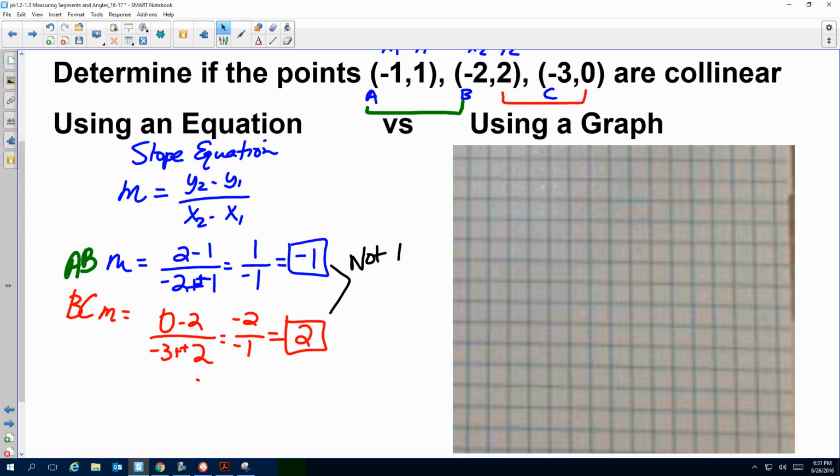Not the same slope, so they're not parallel. So that is explaining how to use the slope equation formula.